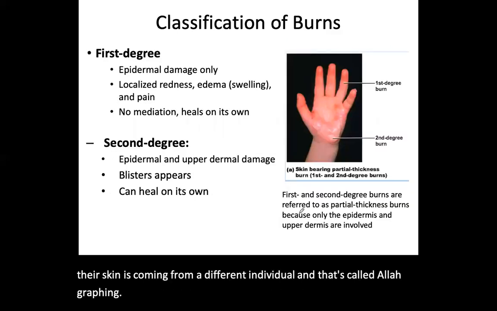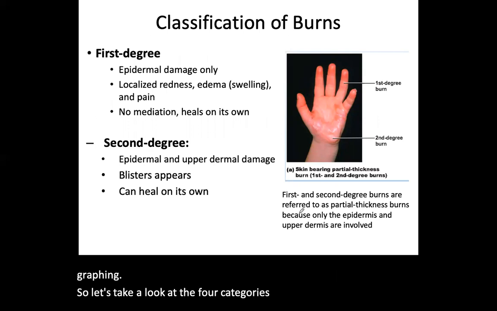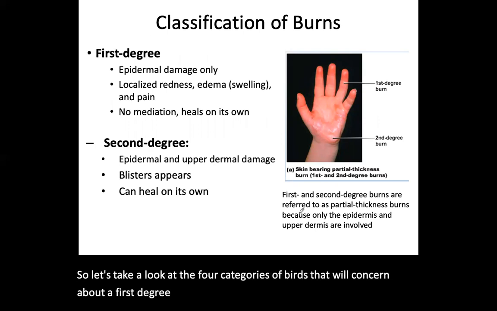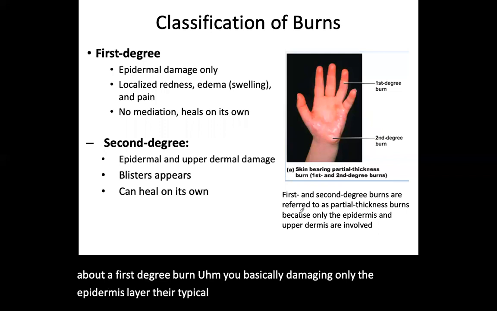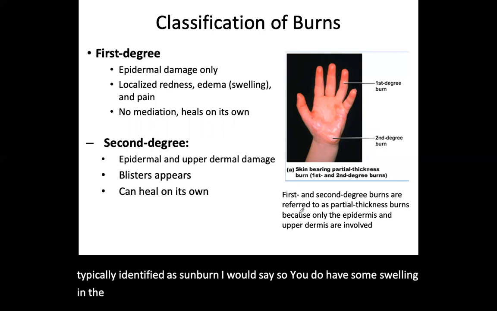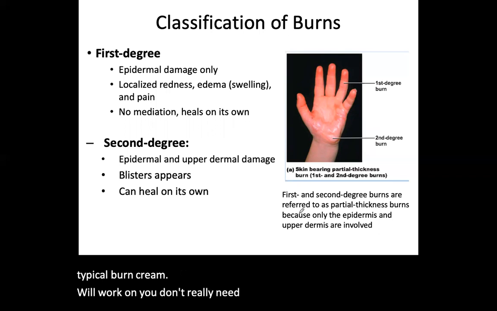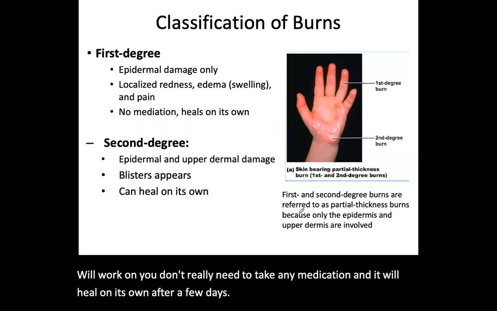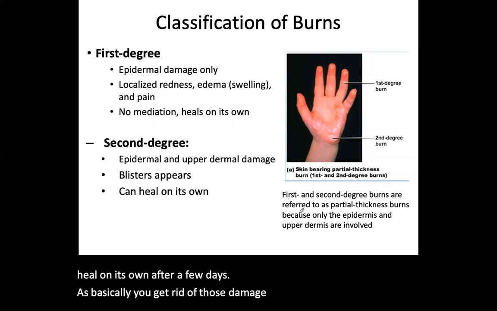So let's take a look at the 4 categories of burns that we're concerned about. 1st degree burn, you're basically damaging only the epidermis layer. The typical symptom is localized redness, what is typically identified as sunburn, I would say. So you do have some swelling in the tissue. You definitely have pain, discomfort. However, a typical burn cream will work on this. You don't really need to take any medication, and it will heal on its own after a few days, as you get rid of those damaged cells of the epidermis.